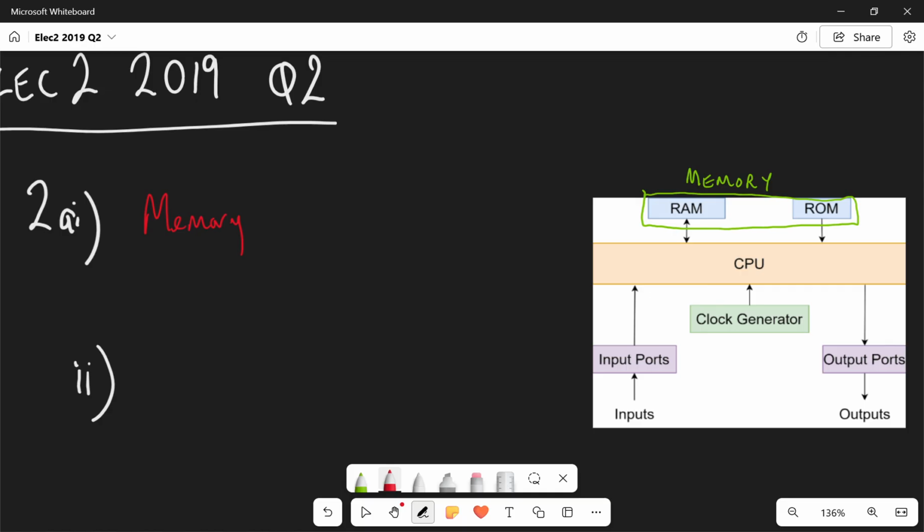Okay, A part 2. Which block has the task of synchronizing data transfer and manipulation? Well, synchronizing is the key word here, and the block that does the synchronizing is the clock.